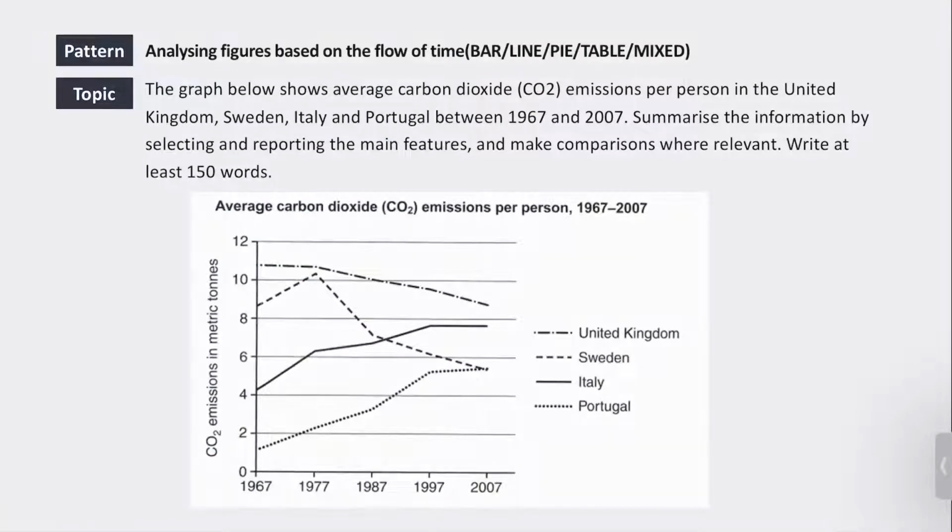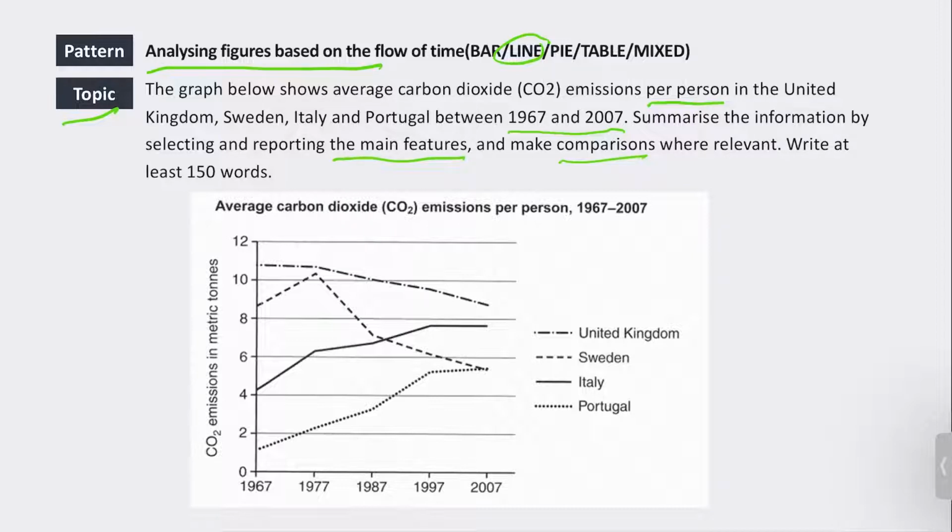Okay, so we're looking at an IELTS Task 1 essay, and we're analysing figures based on the flow of time, and this time we've got a line graph to look at. So let's take a look at the topic. The graph below shows average carbon dioxide emissions per person in the United Kingdom, Sweden, Italy and Portugal between 1967 and 2007. Summarise the information by selecting and reporting the main features and make comparisons where relevant.